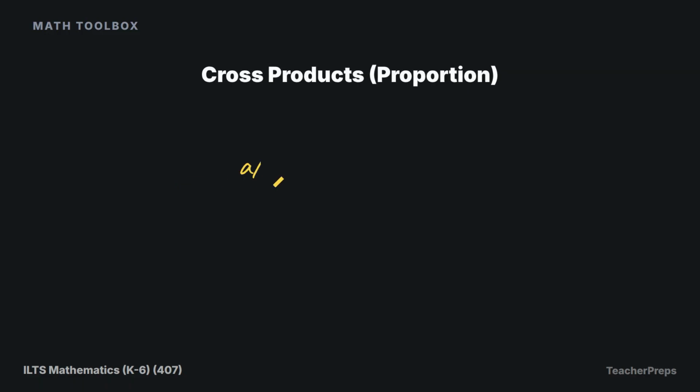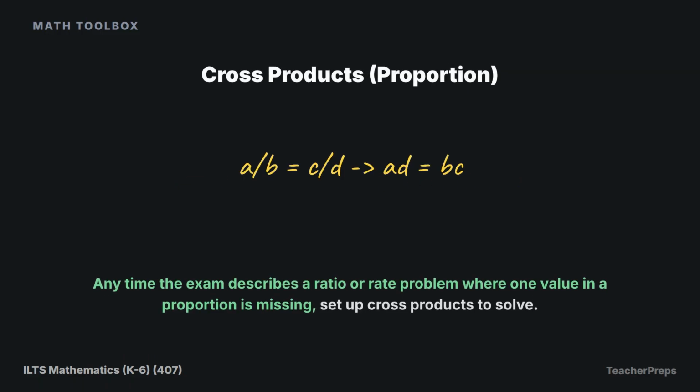The cross products property says that if A over B equals C over D, then A times D equals B times C. In a proportion, the two cross-multiplied products are always equal. This is the algebraic engine behind ratio and rate problems at grade 6, and it connects directly back to fraction equivalence reasoning students built in grades 3 through 5.